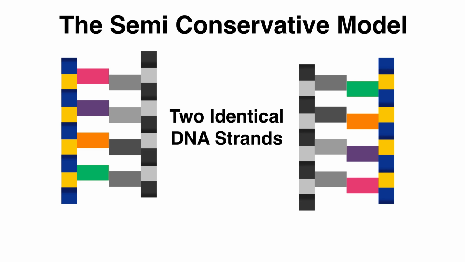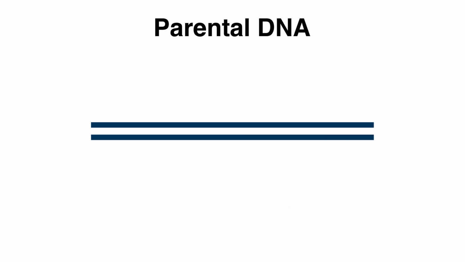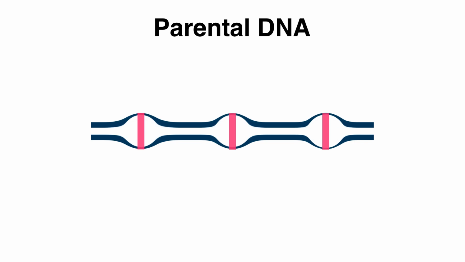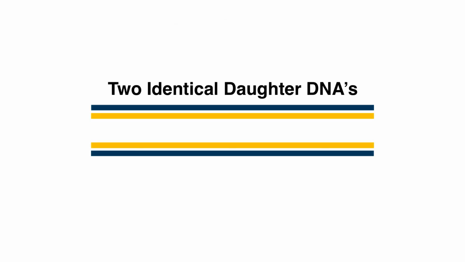But in order for replication to even happen, DNA first has to untwist from its double helix to allow the nucleotides to enter. And it untwists at points called origins of replication. And these points essentially expand into bubbles that continue outward, allowing the nucleotides in, and they'll continue expanding until they fuse together, resulting in two daughter DNA molecules.